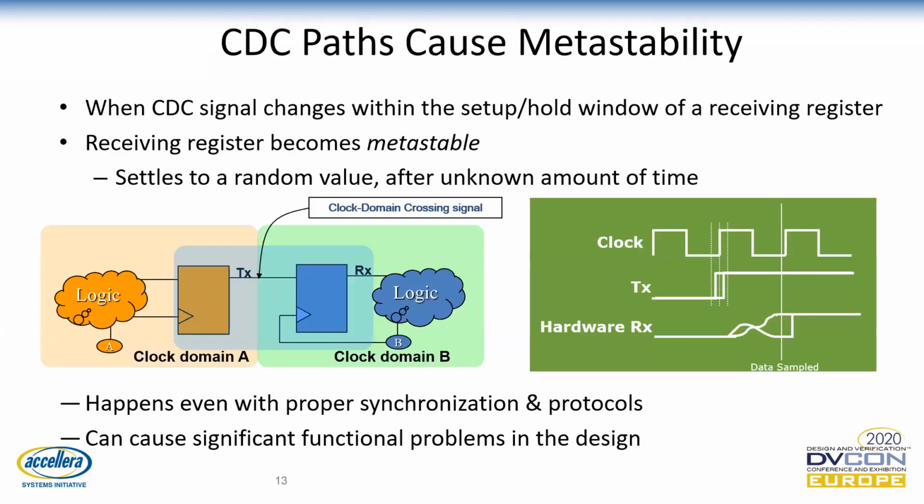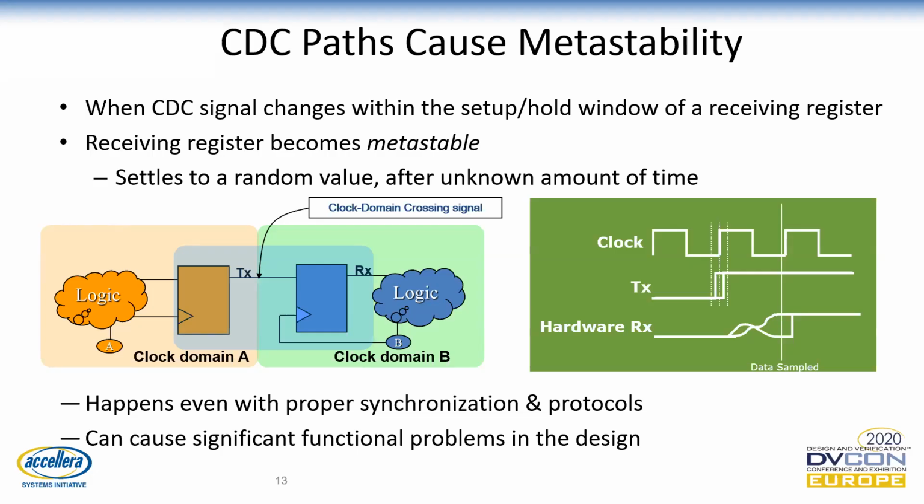So CDC paths can be problematic because the source register clock is asynchronous to the destination register clock. So in this case, you see that the signal will change in the setup and hold window of the receiving register. So in this case, the orange TX register will change asynchronously to the blue RX register, which will cause the blue RX register to go metastable.